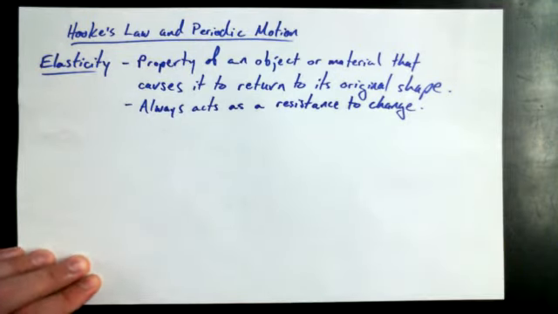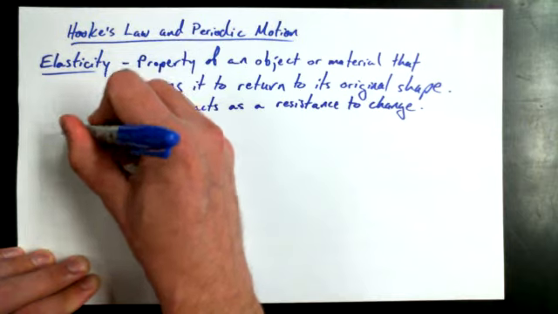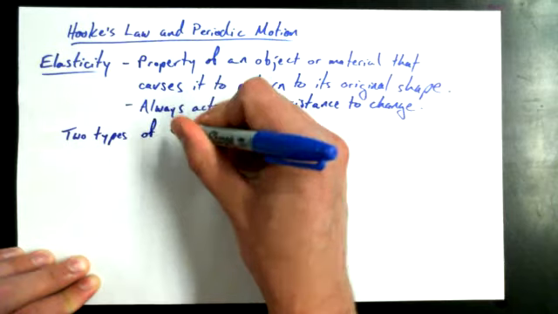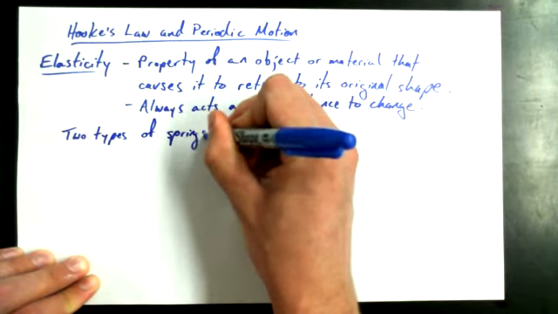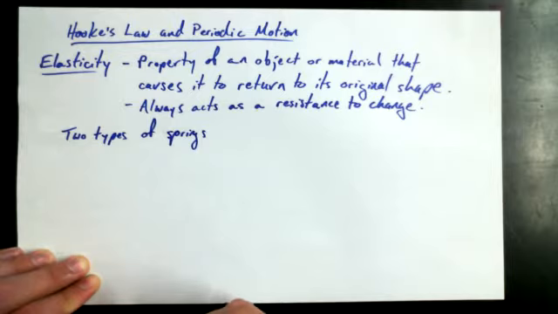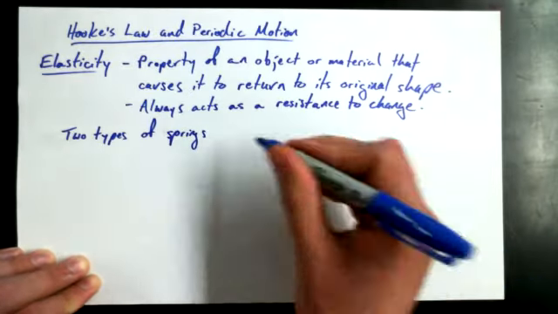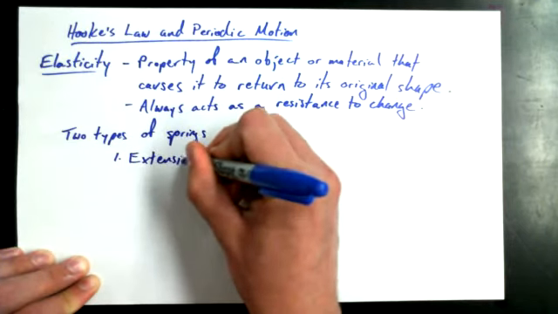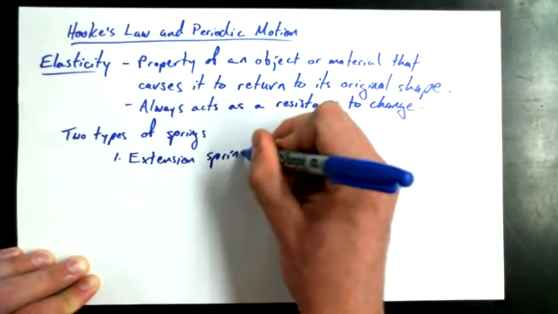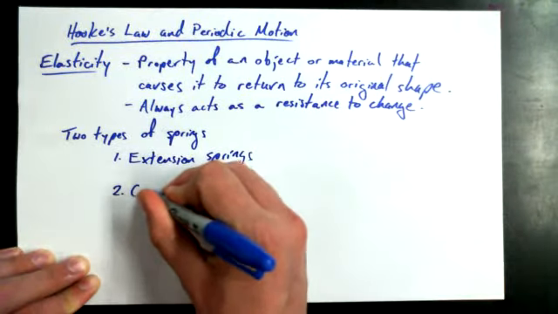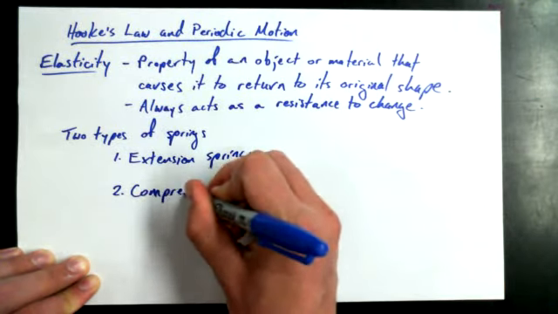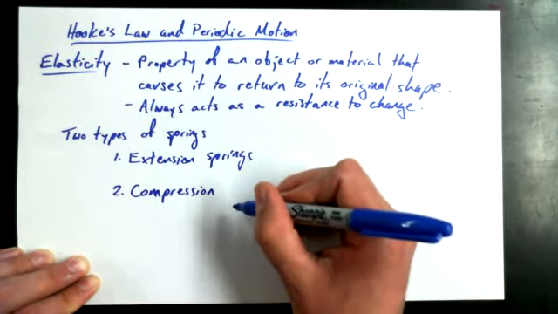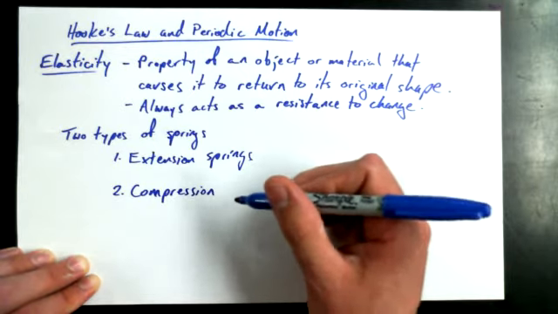We should say that there's two types of springs out there, because we're going to generally speak about springs. Two types of springs. Well, there's actually three, but the third type is just a combination of the two. Extension springs and compression springs. Oh yes, you're right. Well, I guess we're focusing on linear springs. There are torsion springs as well. We're going to focus on the linear springs.